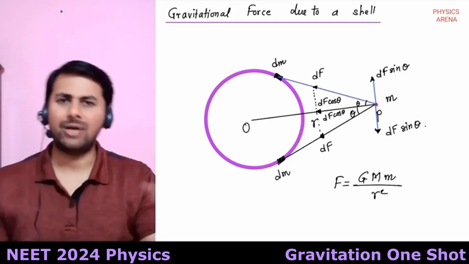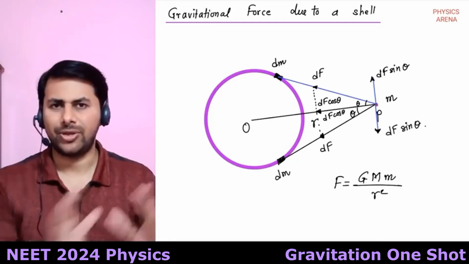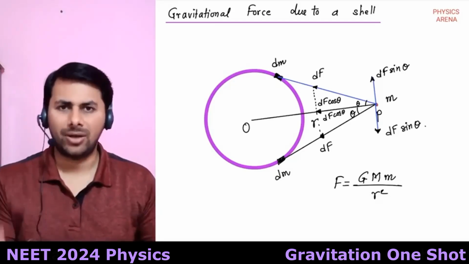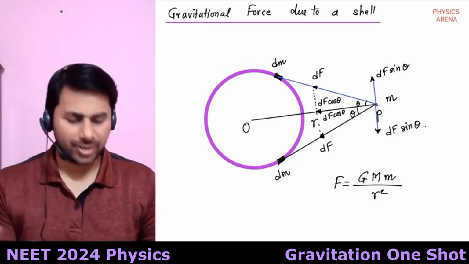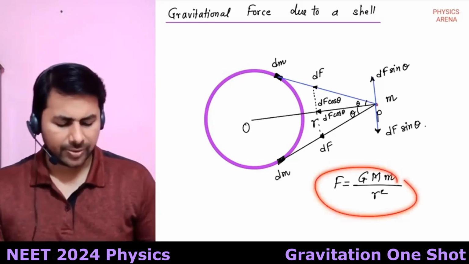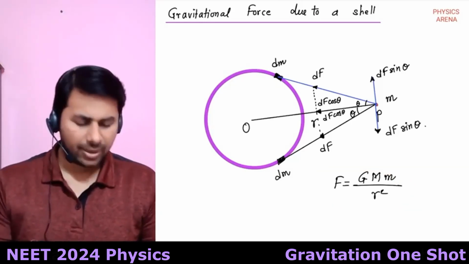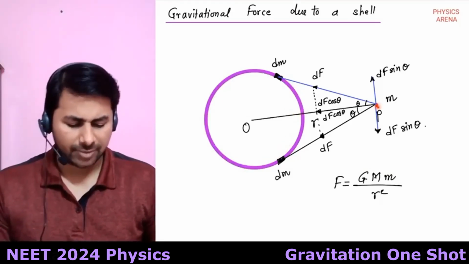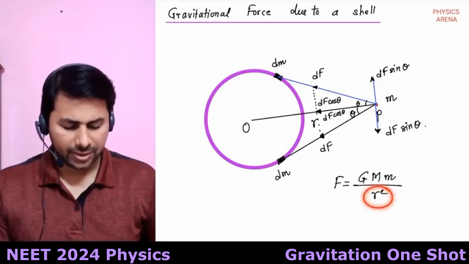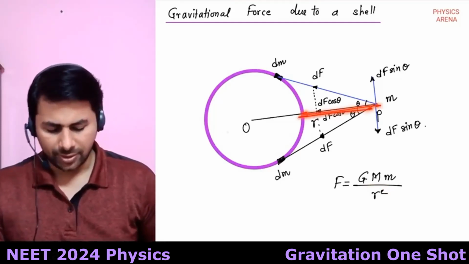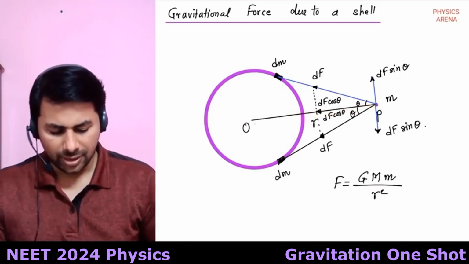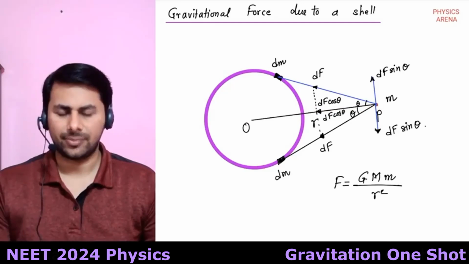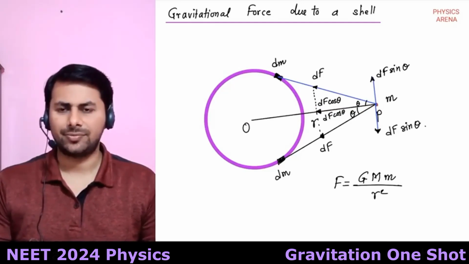If the body is outside the shell, then the gravitational force due to the shell on that body will always act towards the center of the shell, and that force will be equal to G M m upon r square, where capital M is the mass of the shell and small m is the mass of this body. And what is r? It's not this distance or this distance, it is the distance of the center of the shell from this mass. Is this point clear?